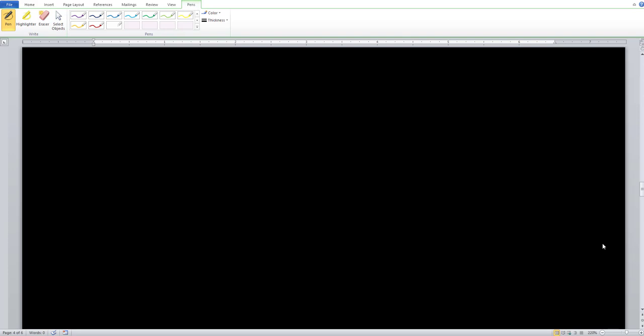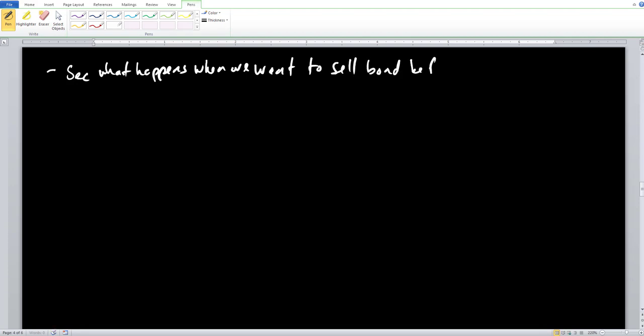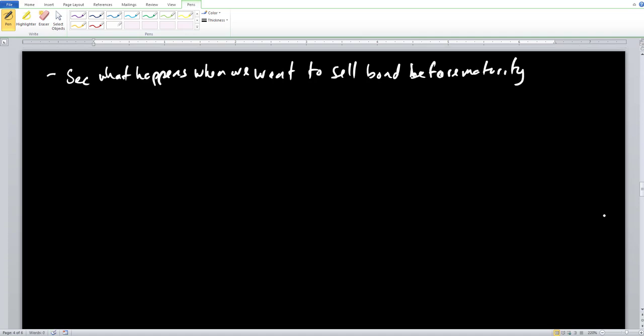So what exactly happens when we want to sell a bond before maturity, and what is its fair market value going to be? We can answer these two questions with a little bit of an example. Let's introduce a few concepts. See what happens when we want to sell a bond before maturity. Let's break this down into two different periods in order to see exactly the fair market value of a bond.